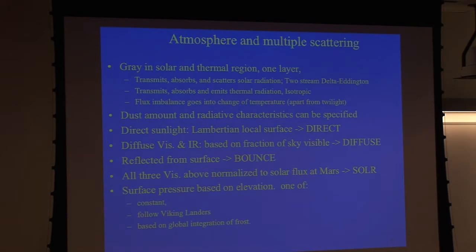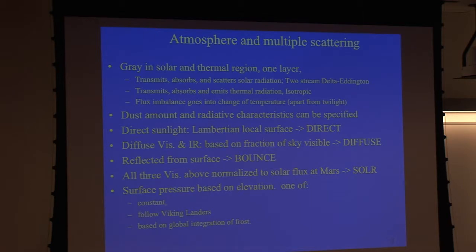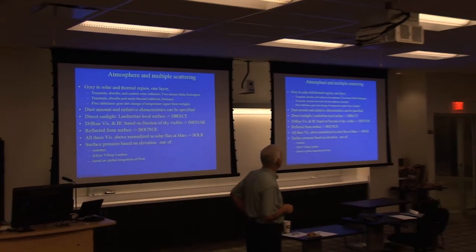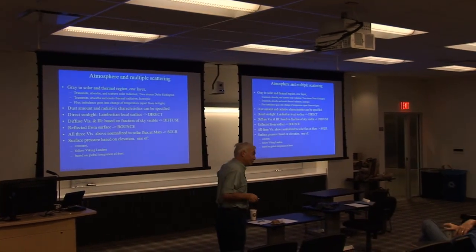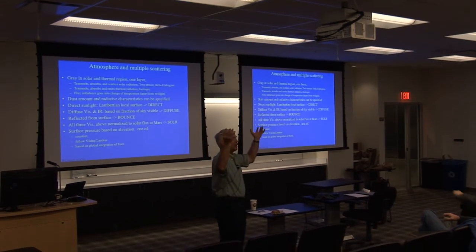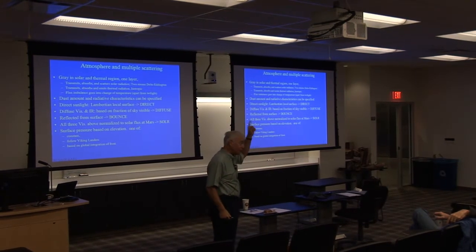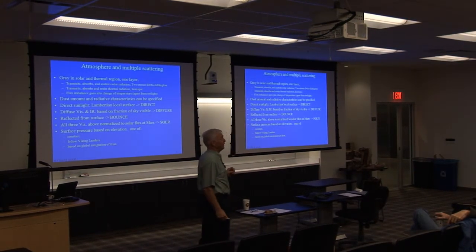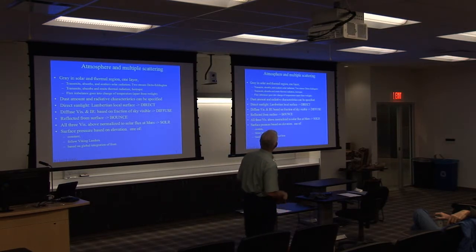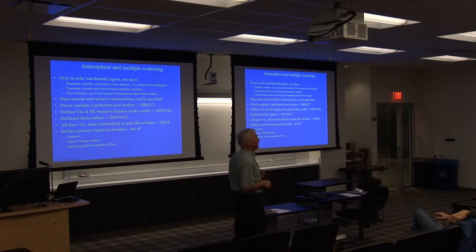And I'm saying that dust amount and radiative characteristics can be specified. For the direct sunlight, the surface is Lambertian, as I also mentioned. And there are three terms. These are actually the names of the variables in the visible radiation part of this. Direct is the sunlight that hits directly on the surface. There's diffuse radiation, it's the skylight that's coming from the bright atmosphere. When you look outside and look at the blue sky, that's diffuse radiation. When you look straight at the sun, don't do it, that's direct. And when you look at a building, you're looking at bounce.